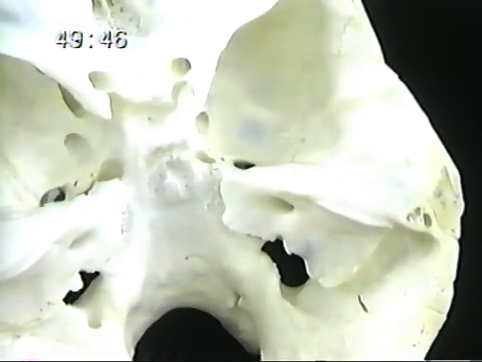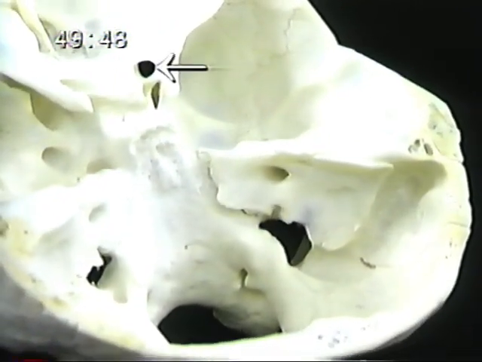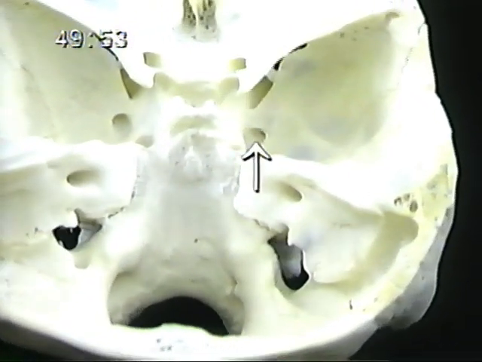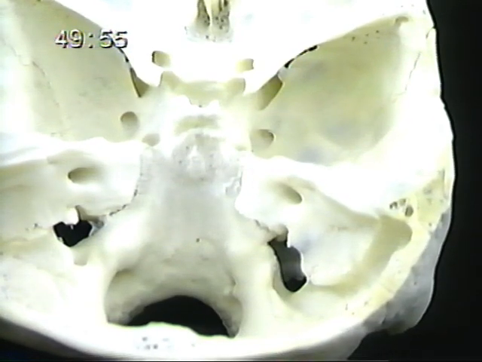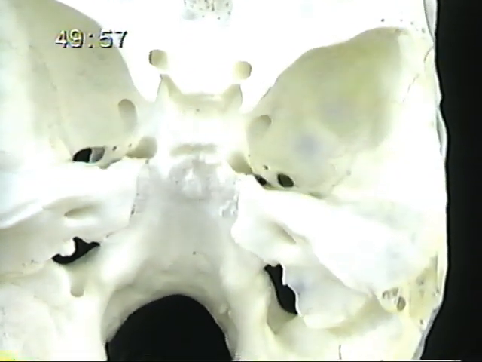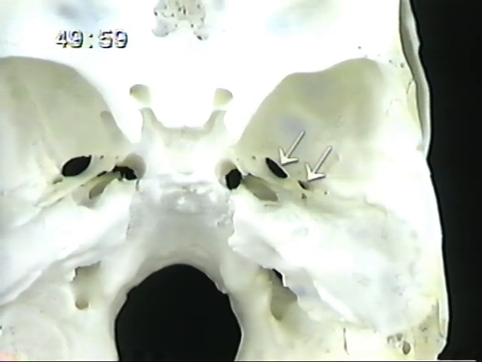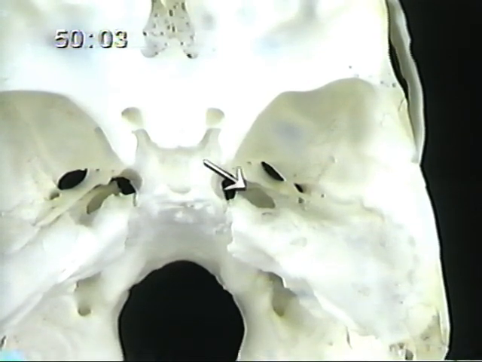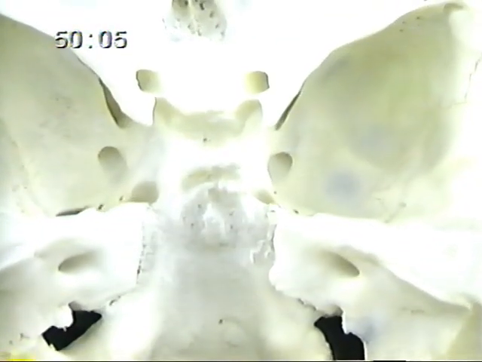Now we'll move on to take a look at the openings in the floor of the anterior and middle cranial fossa that we saw earlier. We'll look at 3 openings that pass forwards, 2 openings that pass downwards, and 1 that, in spite of appearances, passes obliquely backwards. We'll start with the ones that pass forwards.